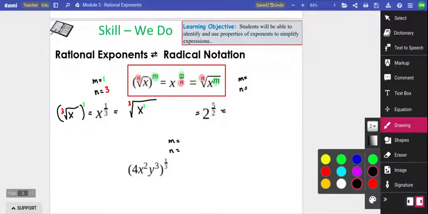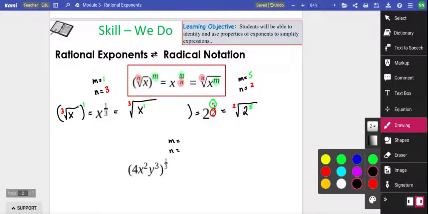For the next one, we have to still identify m, which is 5. That would be the number at the top of the fraction, followed by n, which is 2, the number at the bottom of the fraction. Let's convert to this one first. This also works for numbers. So previously we had an x, now we have a number 2. The exponent in this case is 5, and the index is 2.